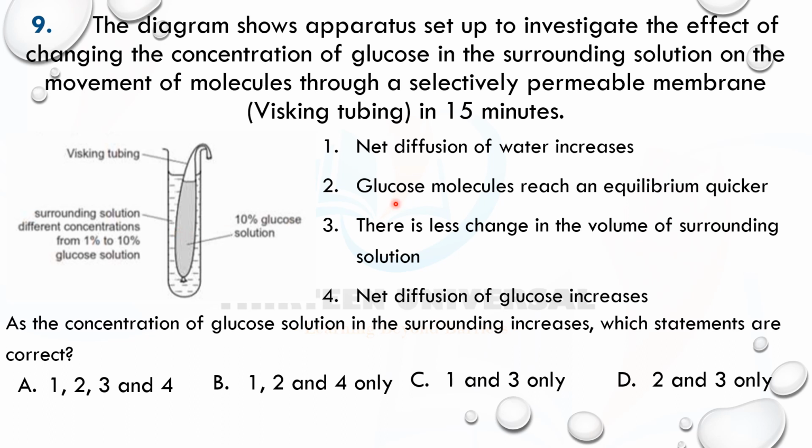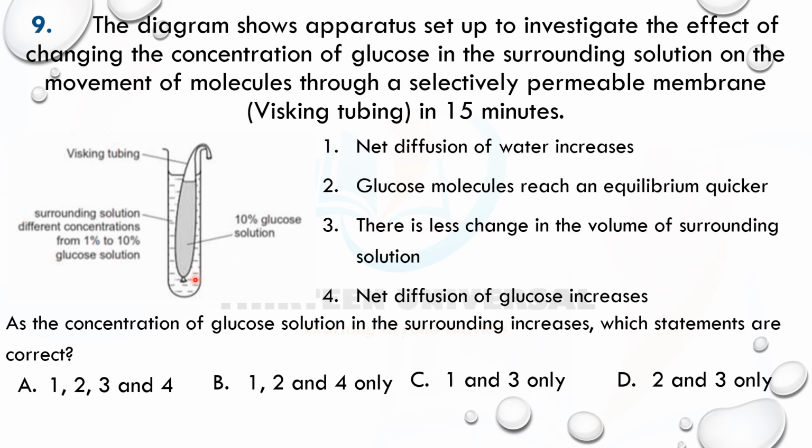Do you get? 2 says glucose molecules reach an equilibrium quicker. Yes, as you keep adding 1%, 2%, 3%, before you know it, once you get to 10%, here is 10% and there is 10%. That creates an equilibrium. By increasing it, we're going to reach equilibrium quicker. Instead of allowing glucose to diffuse out from here to here, we just create equilibrium by adding glucose inside here. So this is correct. That is wrong.